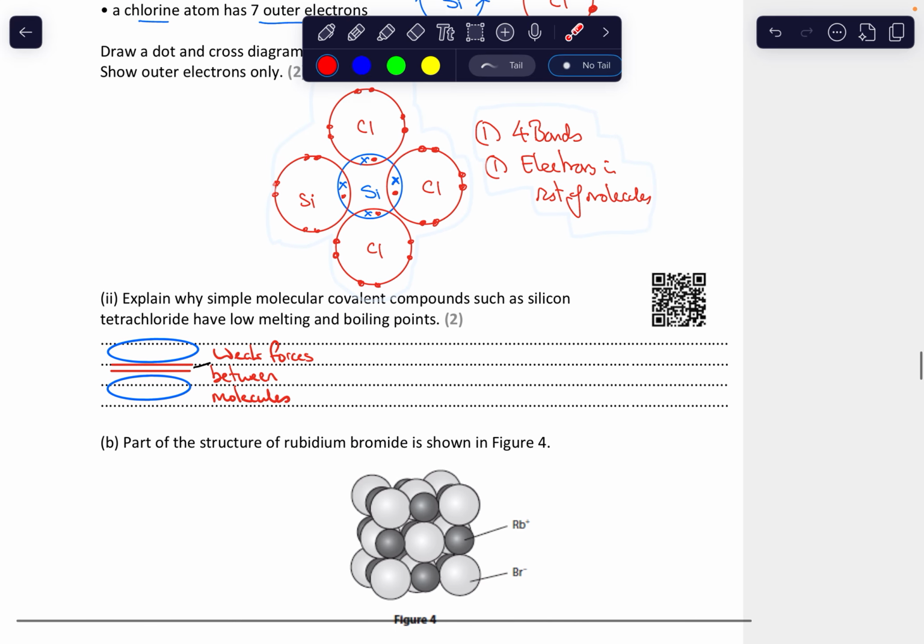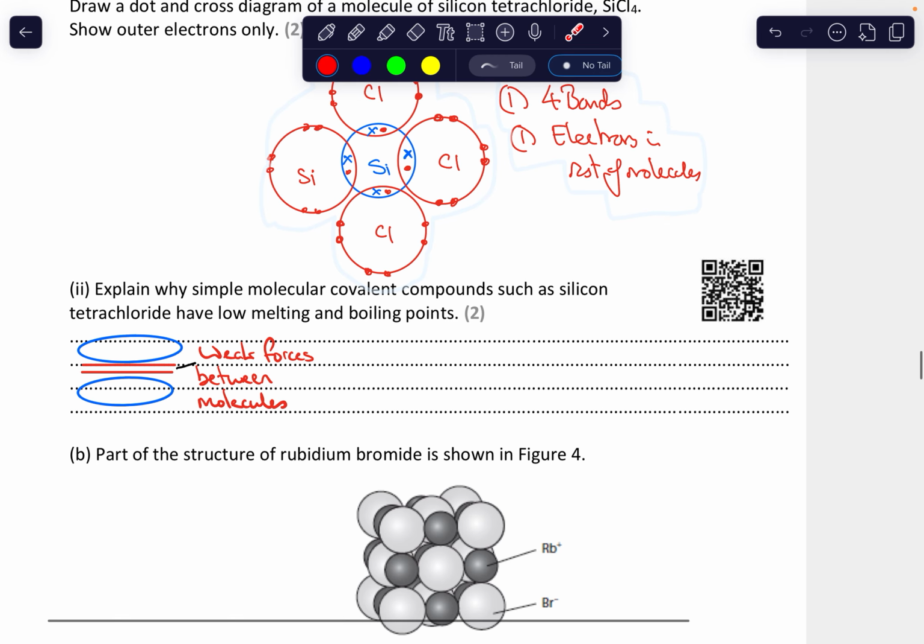Okay, next one down. Explain why simple covalent compounds have low melting points. So in my head here, this image is really important because this here is a molecule and this is a molecule, but between the molecules we have weak forces of attraction. So that's how we're going to get the marks in this particular answer.